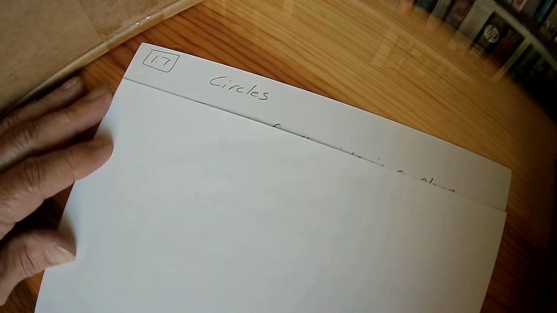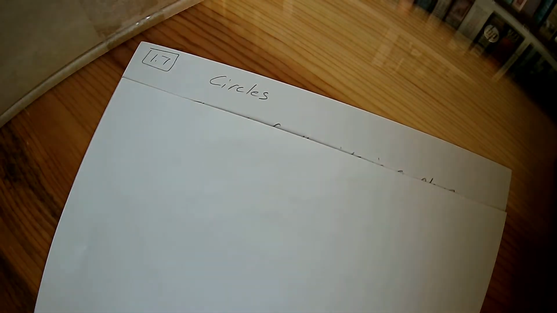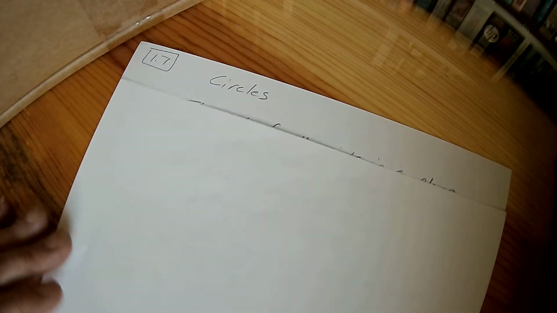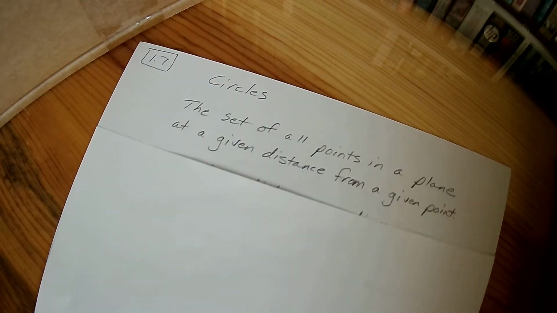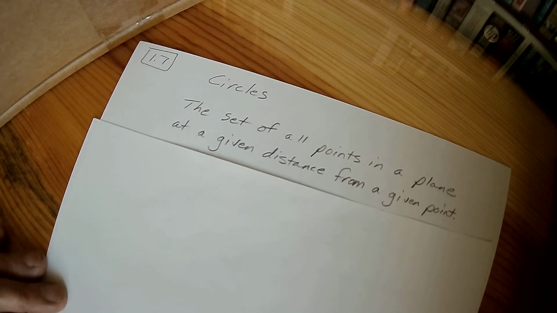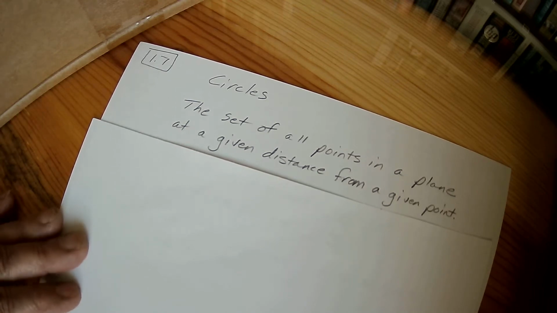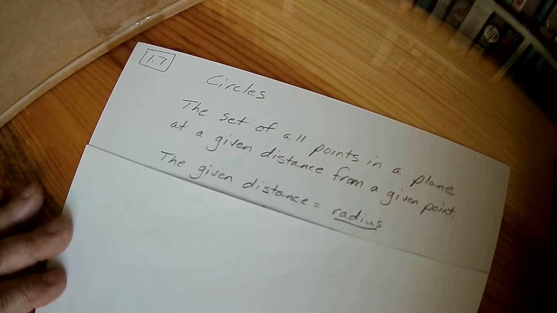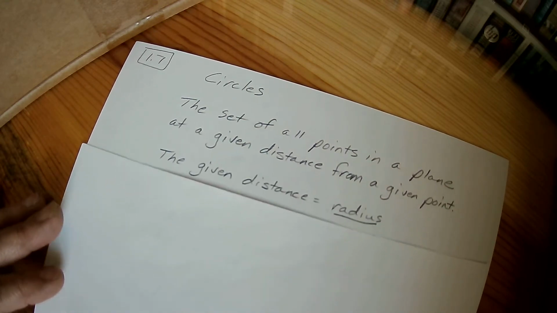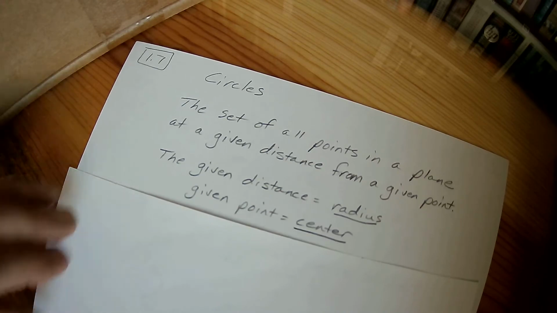All right, geometry, section 1.7. This section deals with circles and the parts of circles. So the official definition of a circle is the set of all points in a plane at a given distance from a given point. The given distance is called the radius, and the given point is the center.